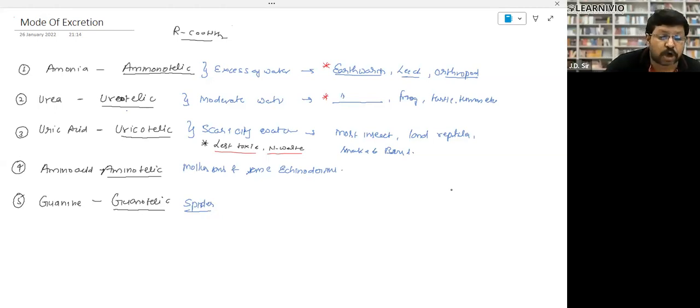Uric acid is the least toxic nitrogenous waste, right? It is a white crystalline substance. Most insects and land reptiles like snake, bird, and lizard excrete uric acid as the excretory product. Since it is the least toxic nitrogenous substance secreted by organisms, they can store it for a longer time, and they save water. That's why they excrete uric acid in solid form. Is it clear? Tell me.